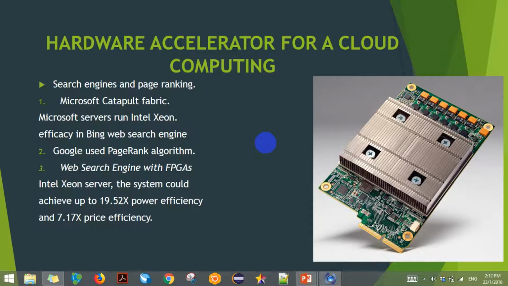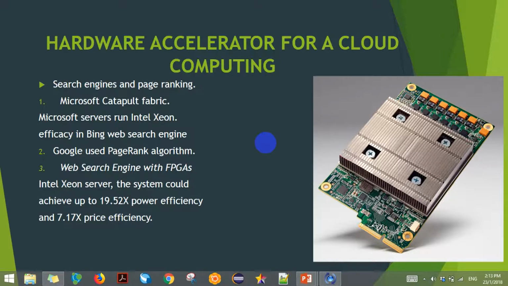Microsoft servers ran Intel Xeon because they want to speed up the system, so they use this type of Intel to get more efficient in a big web page engine. Google uses the PageRank algorithm. This algorithm means that it will refer to the page that gets more citations from other papers, so it will be important.